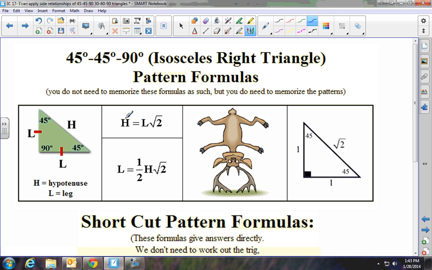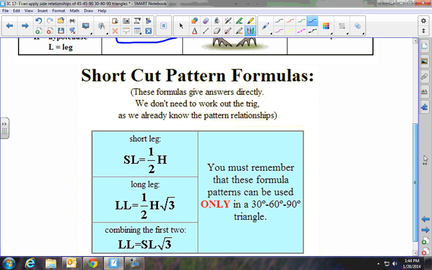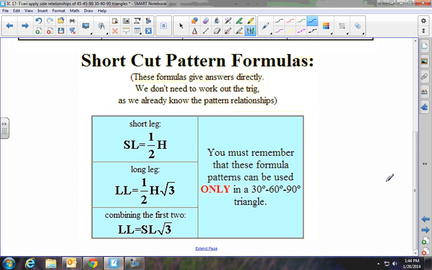To find the hypotenuse, and I would pause right here to write these down. These are for 45, 45, 90s. Okay, these two formulas here, that's all you need for 45, 45, 90s. And if I scroll down, these are your shortcuts for 30, 60, 90s. And I would jot these down if I were you.